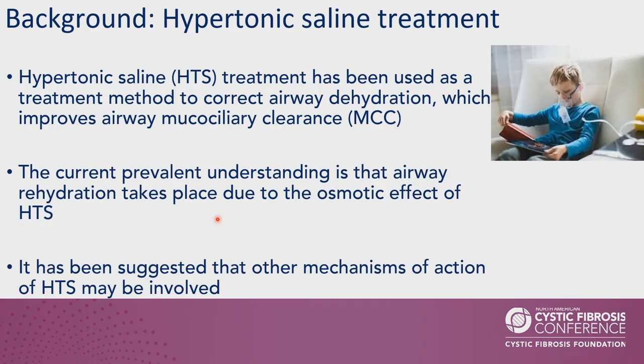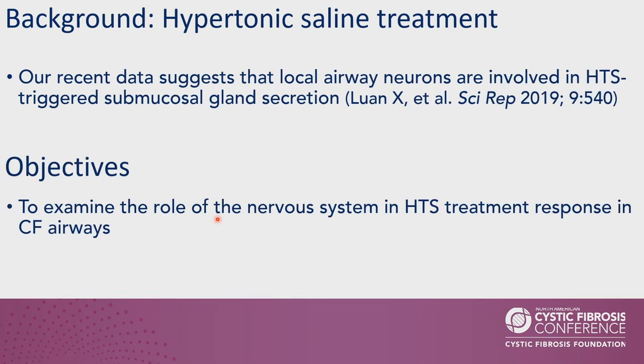So as everyone knows, hypertonic saline treatment is a well-used treatment for CF patients. Hypertonic saline corrects the airway dehydration in the CF patient, which further improves the airway mucociliary clearance process. The current prevalent understanding is that the hypertonic saline rehydrates the airway because of the osmotic effect from the treatment. However, it has been suggested that another mechanism of action of hypertonic saline may be involved in this process.